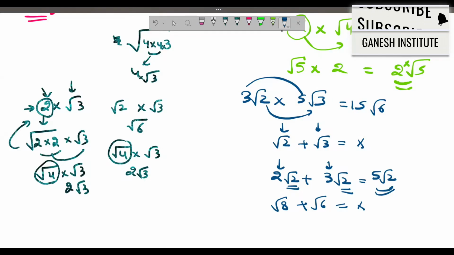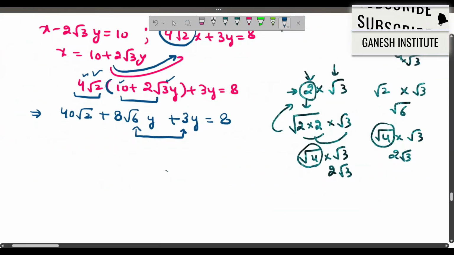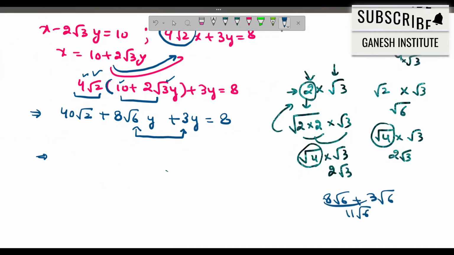Okay, but for that question, it says 6 plus root 3, or sorry, 6. It says 6, so it says 8. Oh, 8 is a coefficient. So would you just do 11? I could not, because for that this 3 should also be having root 6. Then only it would be 11 root 6.